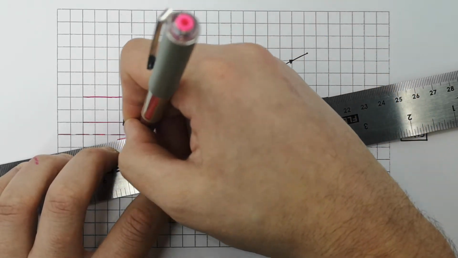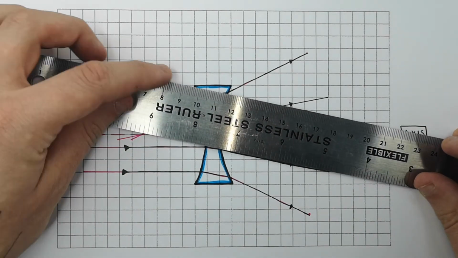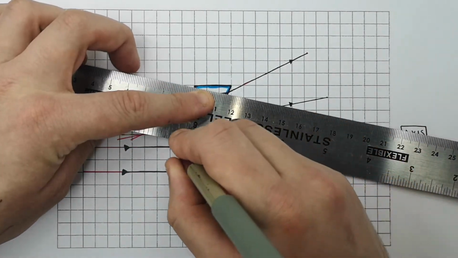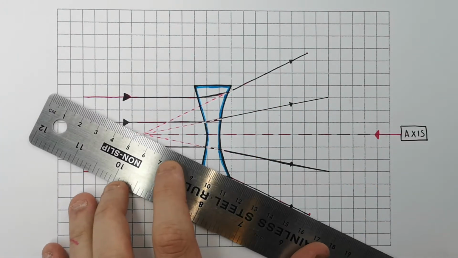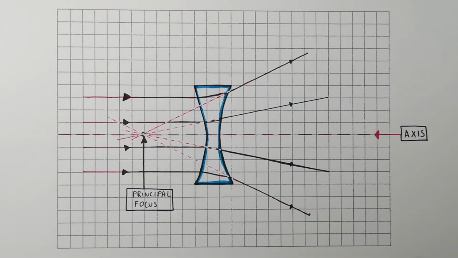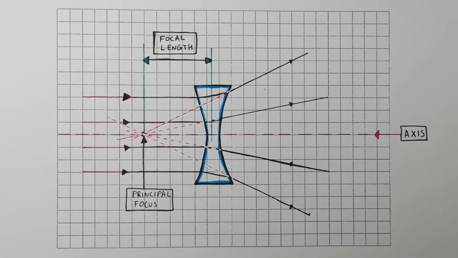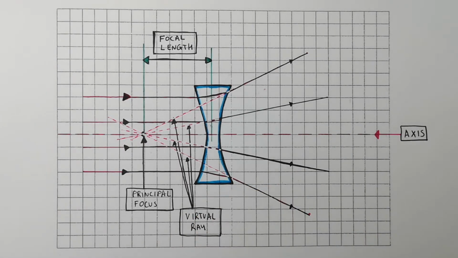This here is a virtual ray that traces back to meet on the axis, which is the principal focus on the near side of the lens. So all of these virtual rays meet at the principal focus on the near side of a concave lens. So this point is the principal focus. And remember that the focal length is the distance between the center of the lens and the principal focus. So this here is the focal length. And the virtual rays all meet at the principal focus on the near side of the concave lens.